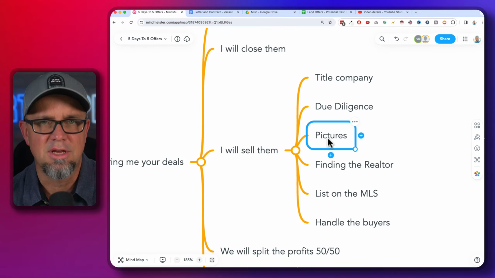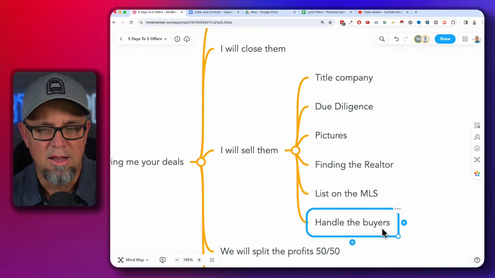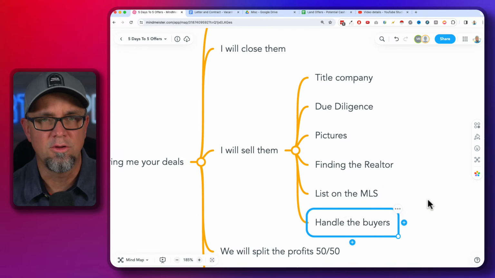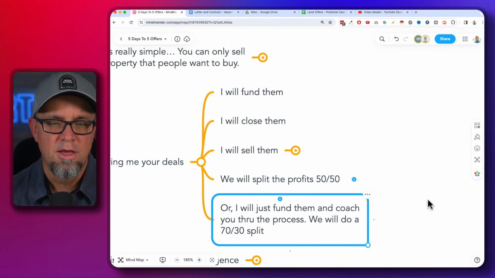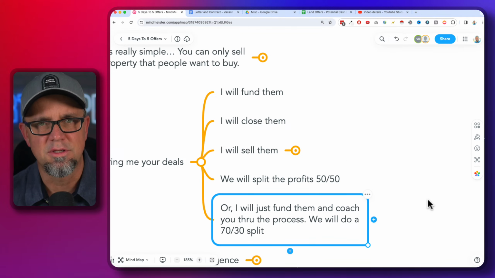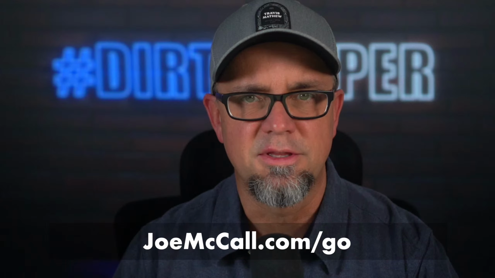I'll do all the due diligence. I'll find the people to take the pictures. I'll find the realtor. I'll list it on the MLS. I'll handle all the buyers. I'll take care of everything. I'll use my money. And then we will just split the profits, 50-50. Now, you don't have to bring me your deals, obviously, right? But I only do this for students, which, by the way, I'm going to talk about this in a minute.